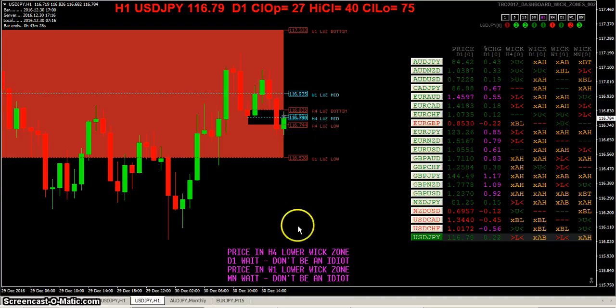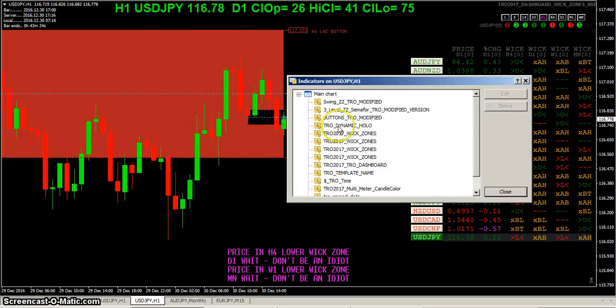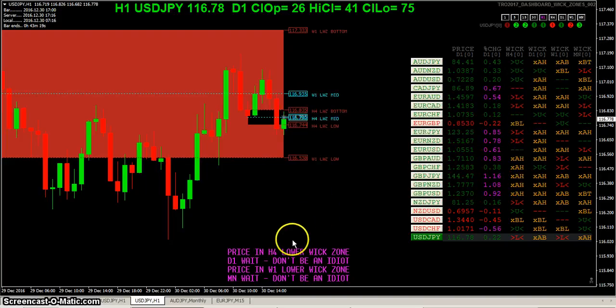So you can see here, and I've got this indicator loaded up 4 times here. 1, 2, 3, 4. Because I want to look at the H4, the D1, the W1, and the MN, the monthly, weekly, daily, and the 4-hour candle wick zones. And I also put a midpoint line because I like midpoints. If you guys know, I've been working with midpoints for almost 2 decades now.